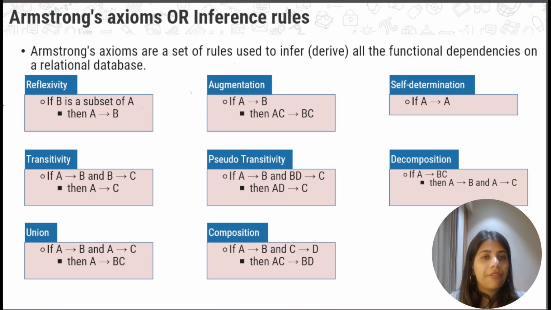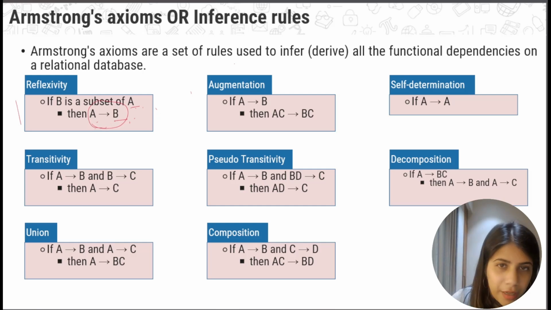So the first one is reflexivity. If B is a subset of A, then we can say that A determines B. We have seen this in the trivial type of functional dependency already. If B is a subset of A, then this is a valid functional dependency.